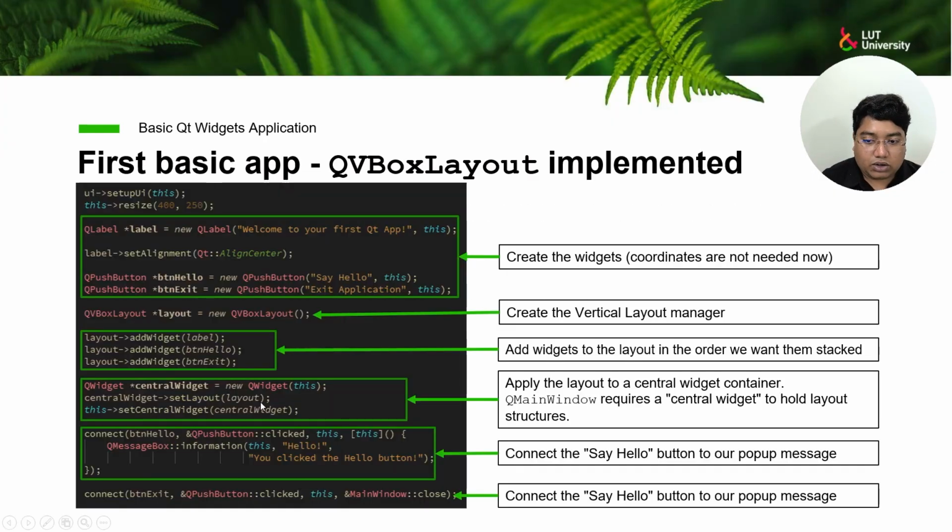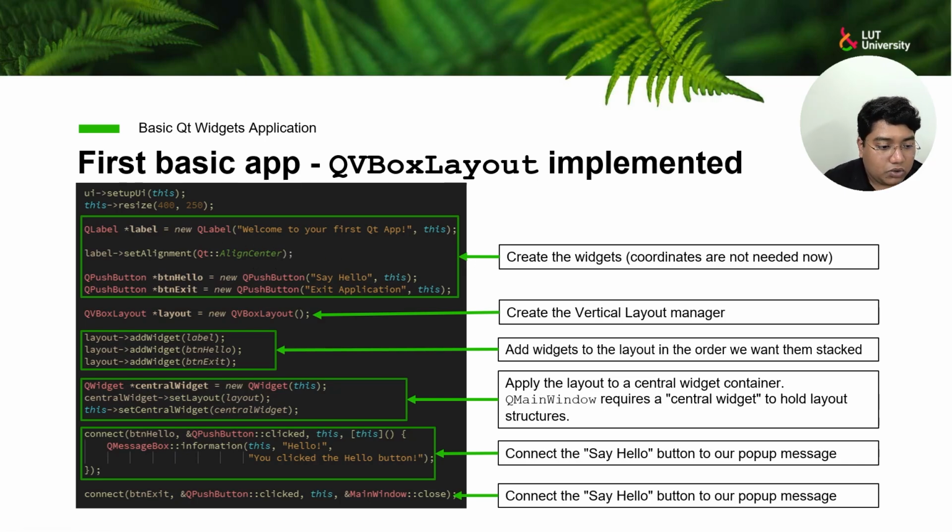Now let's dive into the code. So at first we resize the main window like this. Then we create our labels and buttons. So here we have a new QLabel, new push button, and another new push button. And the label says, welcome to your first Qt app. The push button says, say hello, and another one says, exit application. And we added all of those into this main window. Also, we fixed our alignment to become align center.